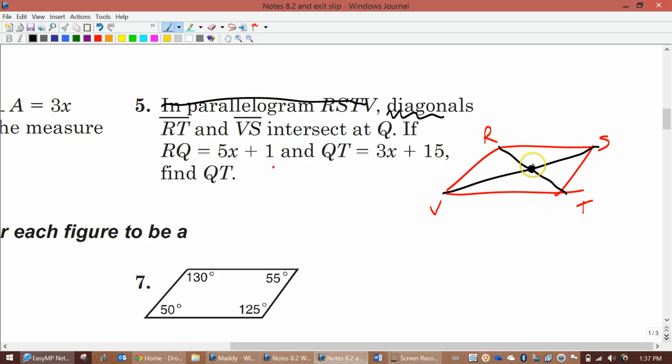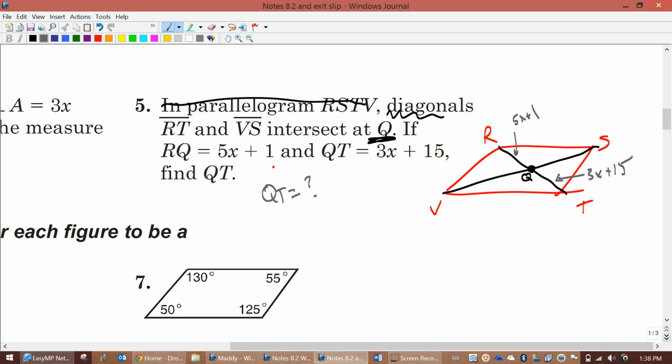What's this spot? Q, right? They intersect at Q. Yep. Do we have RT and SV in there? Or VS? Yep. So if RQ is 5x plus 1, QT is 3x plus 15. Okay. Our goal is to find out what QT is.